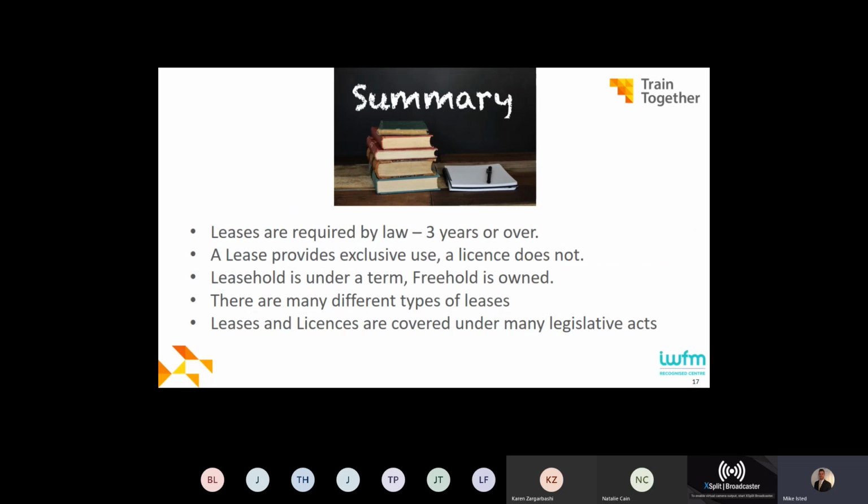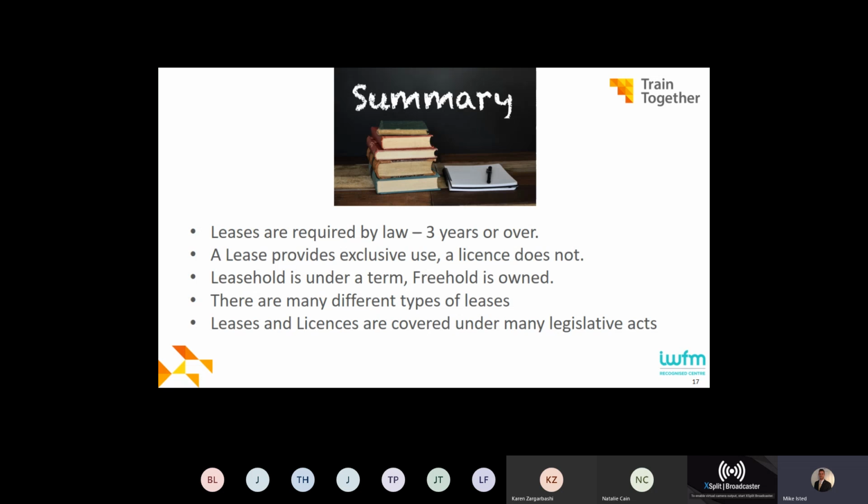Let's summarise at the end of the workshop. So leases are required by law. 3 years or over must be a formal deed. Less than 3 years doesn't need to be a formal deed. Some leases are actually verbally agreed, and it's an unwise organisation that creates the conditions for a property to have a tenure by a tenant that is not formally by lease, which is written over 3 years, signed, witnessed by a solicitor, etc., etc. A lease provides exclusive use for the use of the property.